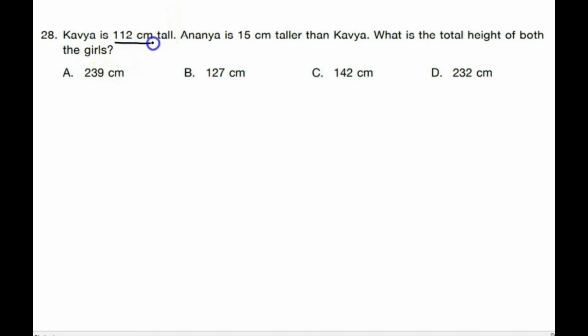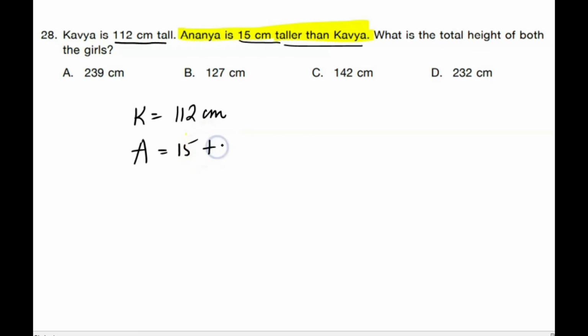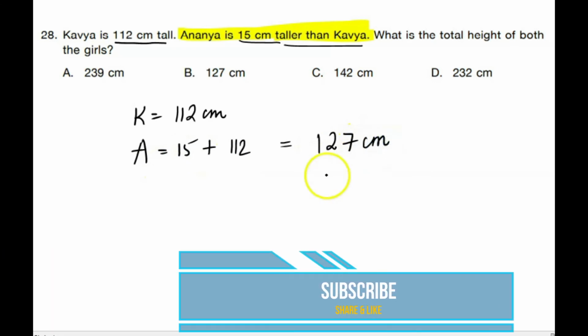Kavya is 112 centimeters. Anya is 15 centimeters taller than Kavya. What is the total height of both the girls? So height of Kavya is 112 centimeters, right? Anya's 15 centimeters is not the value, right? It's the comparison value. So height of Anya is 15 plus Kavya. That means 112. So we will be adding 5 plus 2 is 7, 1 plus 1 is 2, and 1. So Anya is actually 127 centimeters.